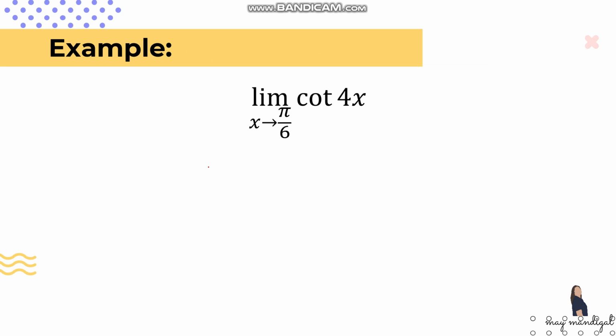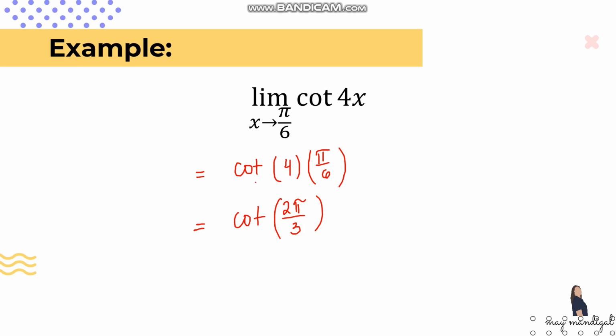Let's start with the first one. So, limit of cotangent 4x as x approaches pi over 6. So, if we substitute that, we have cotangent of 4 times pi over 6. So, you multiply that, that will give us 4 pi over 6. Or if we simplify it, that will be 2 pi over 3.